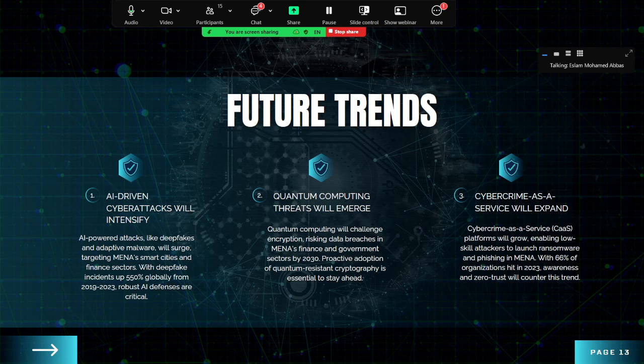And from my point of view, the future trends in the coming days will be in these three points. The first point, from my point of view, is that AI-driven cyber attacks will rapidly increase because of AI-powered attacks, like deepfakes and adaptive malware. These attacks are very, very hard to detect.